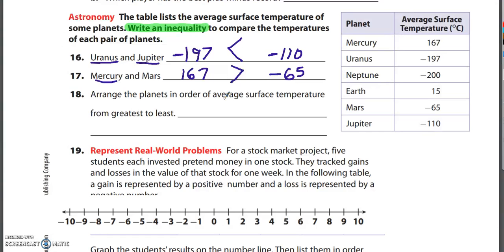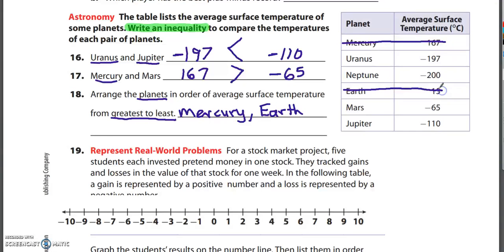The third one asks you to arrange the planets in order of average surface temperature from greatest to least. So make sure you're paying attention to that. It says arrange the planets. You could do the numbers. It wouldn't be the end of the world if you did the numbers. But I'm going to do the planets. So the greatest temperature of the planets is going to be one of the positives. It's going to be 167, which is Mercury. And so I'm going to cross that one off. Now I only have one more positive number, and that's Earth, which means that goes second.